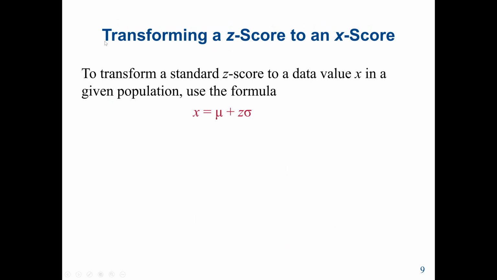Okay, so next we are going to learn how to transform a z-score to an x-score. In our previous question, we were given the probability and we were able to find a z-score using the standard normal table. Now we're going to learn how to transform a z-score, which is given, to an x-value. So here we say to transform a standard z-score to a data value x in a given population, we use the following formula. This formula is the same as z equals x minus mu over standard deviation. So when we transform the formula, we get x equals mu plus z times standard deviation.